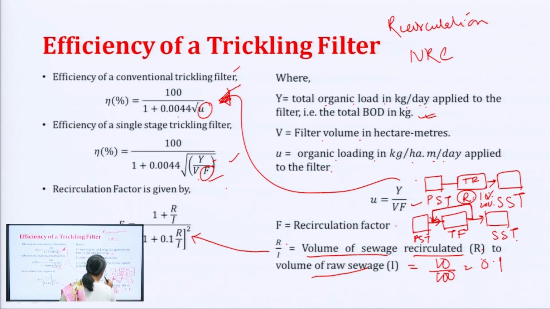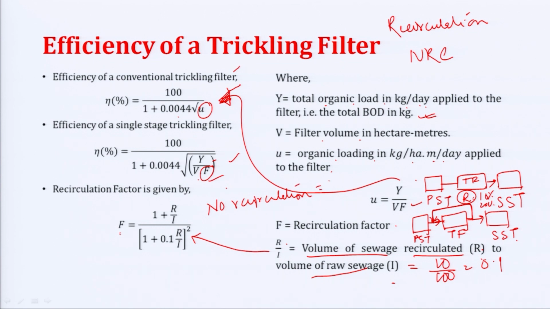If we do not have any recirculation here, what is this F going to be? If there is no recirculation, that is if R is 0, no recirculation, so R is 0. What is F then? F equal to 1, right. In this case, U equal to Y by V, right, and then this U by V. So, Y by V, and now this equation changes back to here, right. So, this is the main equation.